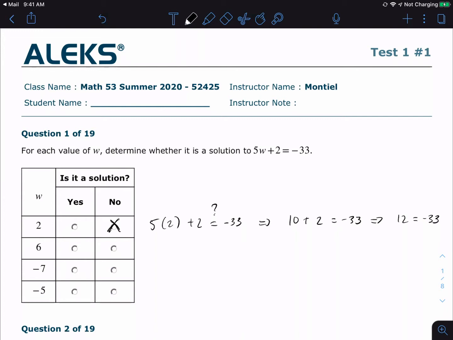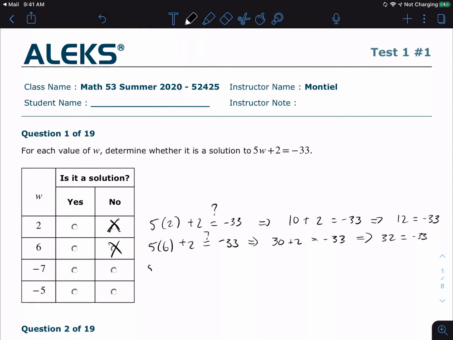In the next example, we're going to go 5 times 6 plus 2. Is that equal to negative 33? Well, we can see that this one's no, right? Because it's 30 plus 2 is equal to negative 33, and that's going to be 32, which is equal to negative 33. And again, that is impossible.